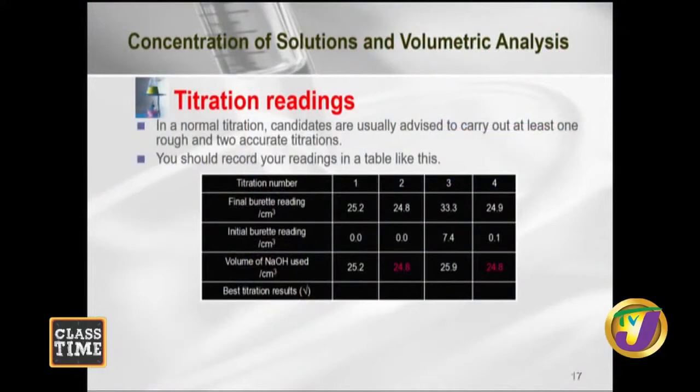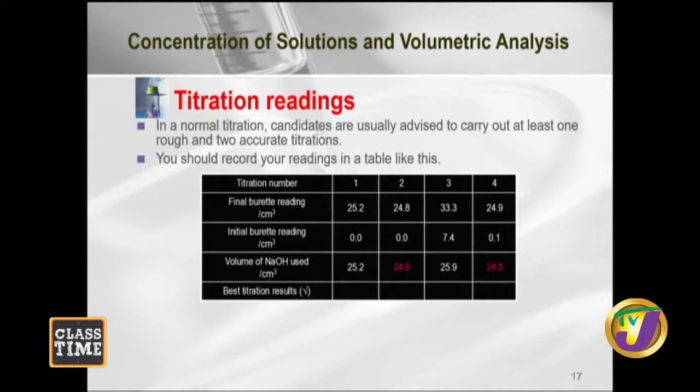So here we have the initial burette reading, then the final burette reading, and then the volume used. What we would do is subtract the initial burette reading from the final to get our volume used. Now, the volume used should be close enough, at least within 0.1.